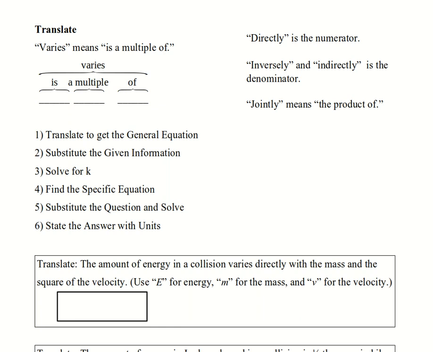We solve for k. That gives us the specific equation, specific in the sense that it is only about the units in question. You can measure things in lots of different units, and k will take all of that into consideration from the experiment that you hear about in that first step. So once you've got k, you've now in step 4 got the specific equation. You then substitute in the question and solve it, and of course state your answer.